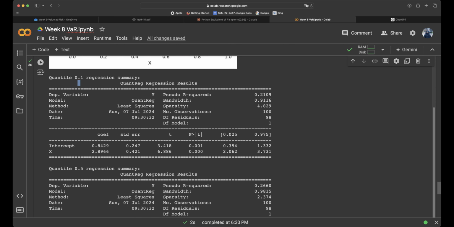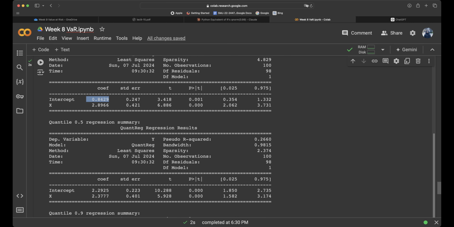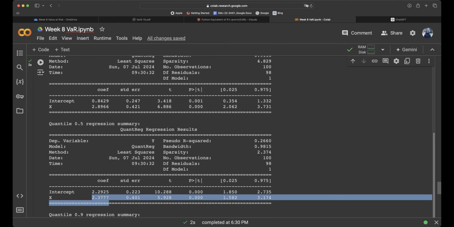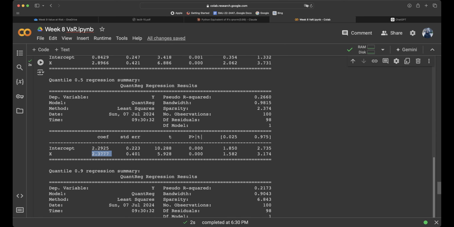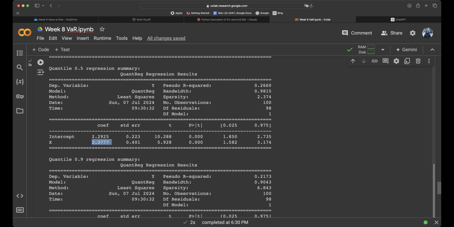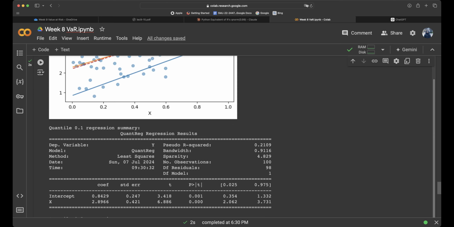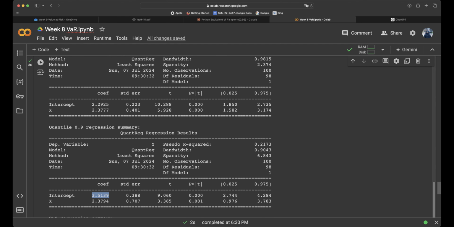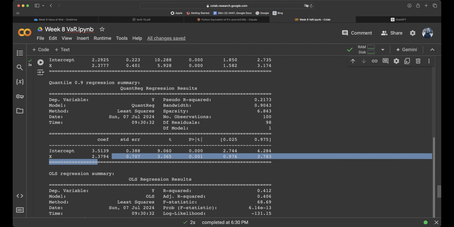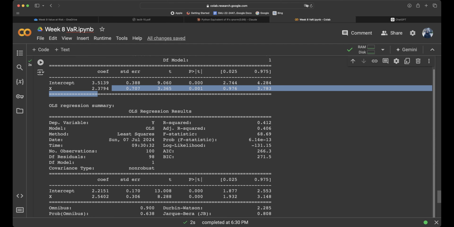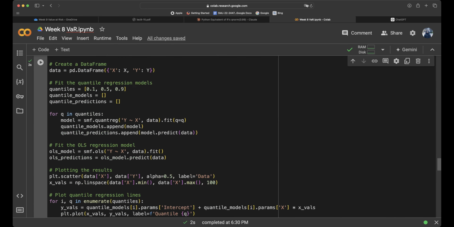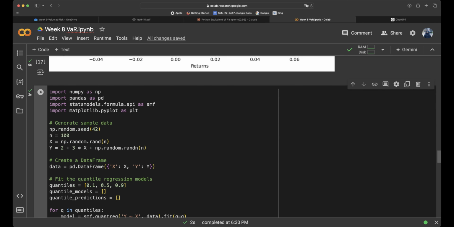So this is the constant, and then for 0.5, we have a higher intercept, and the slope is a little bit lower. And for the 0.9 quantile regression, now we have the highest intercept, about here, and the slope is slightly higher. And then the OLS regression is basically very similar to the previous one.